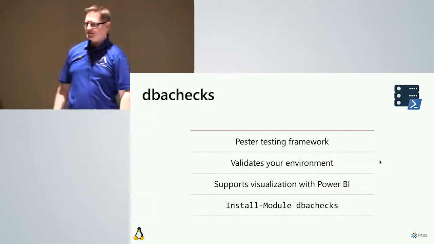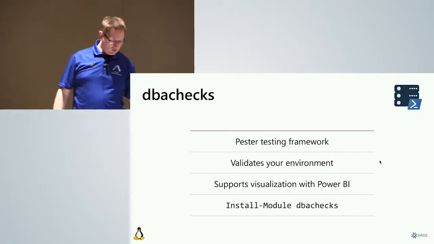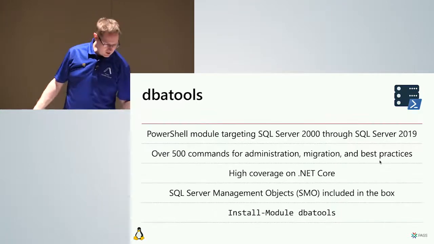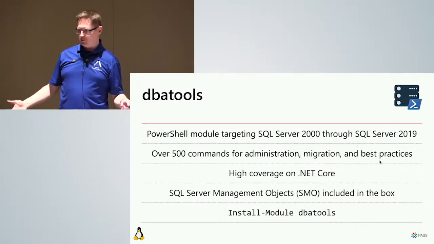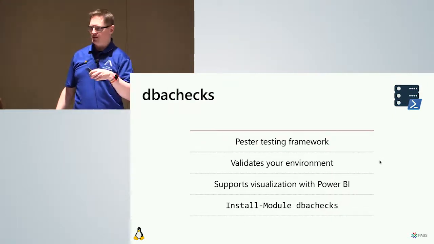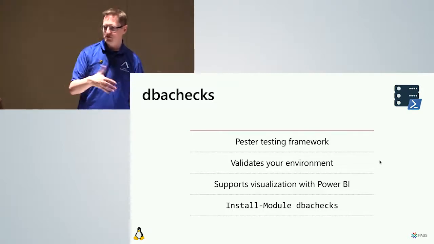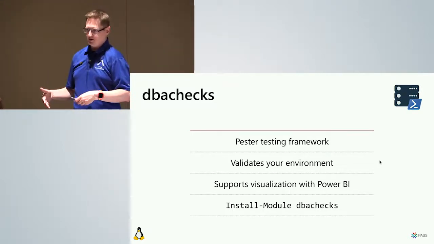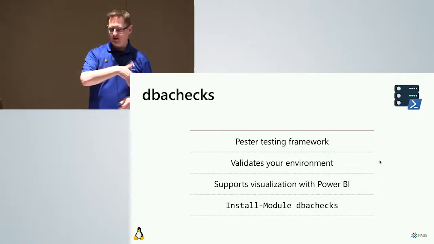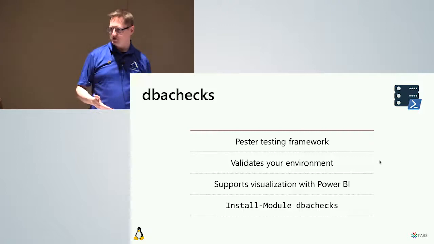So dbachecks is by the same folks who make DBA Tools. DBA Tools, for those who don't know, is for administration, migration, and best practices. But dbachecks makes sure that you're validating your environment correctly. So it's a set of testing rules to make sure that you're following your best practices. And what's cool is it's based on the Pester framework, so if you've ever used Pester before, it'll be familiar to you.